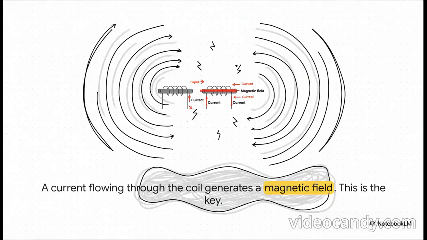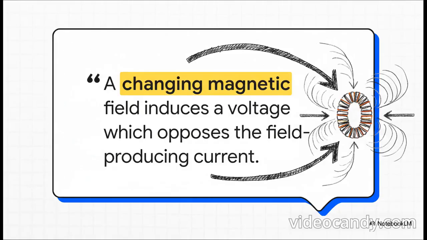So whenever current flows through that wire, it generates a magnetic field that wraps around the coil. And this field is where all the magic happens. This is where the inductor stores its energy. It's not really the current itself that's the key, but what happens when that current, and by extension the magnetic field, tries to change. And this is the most important part, the absolute core concept.